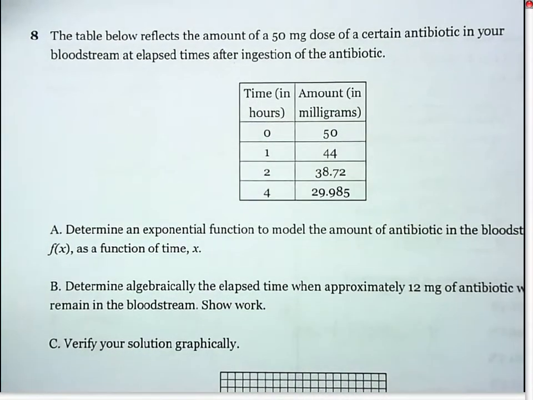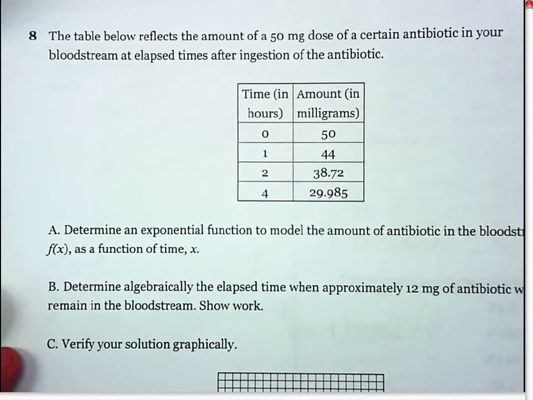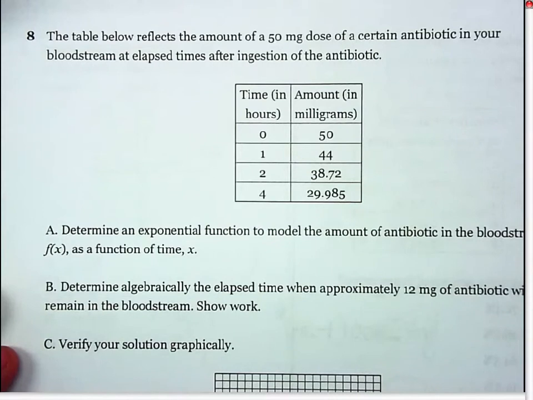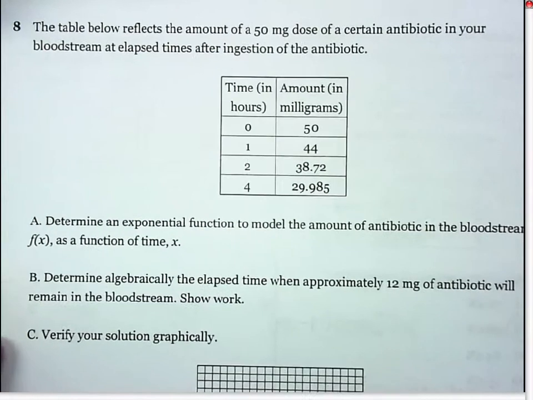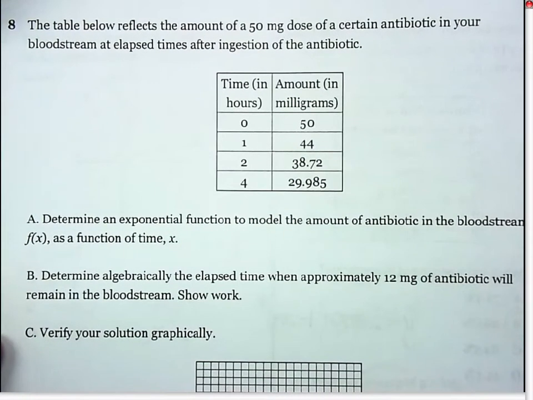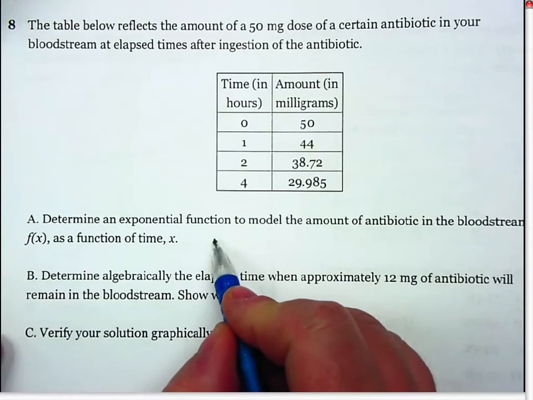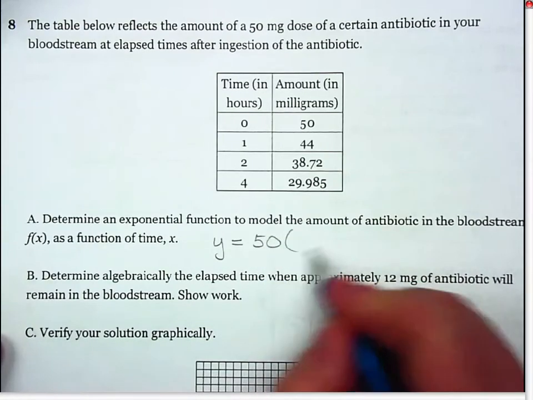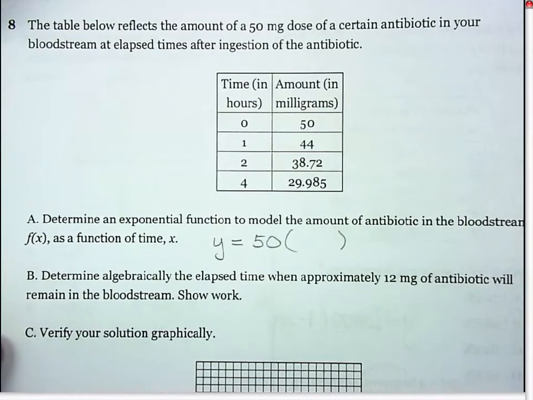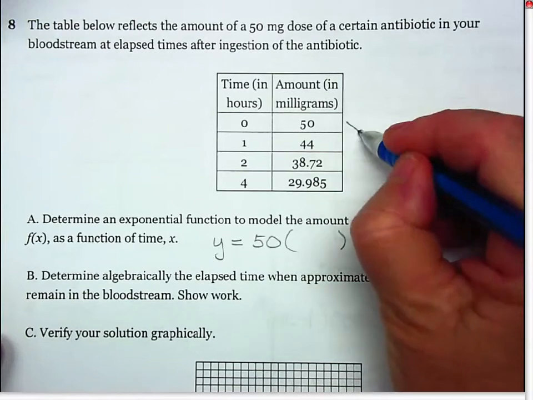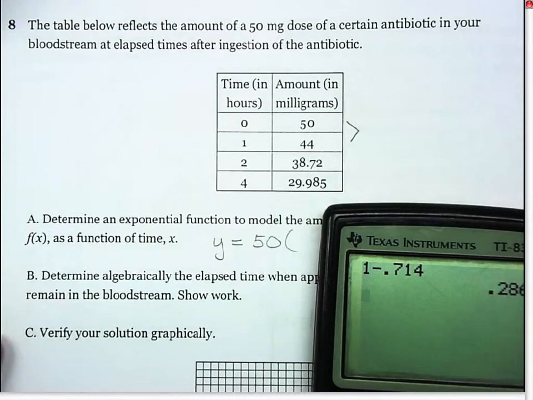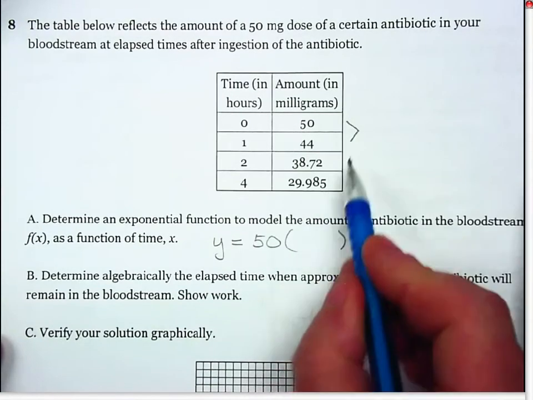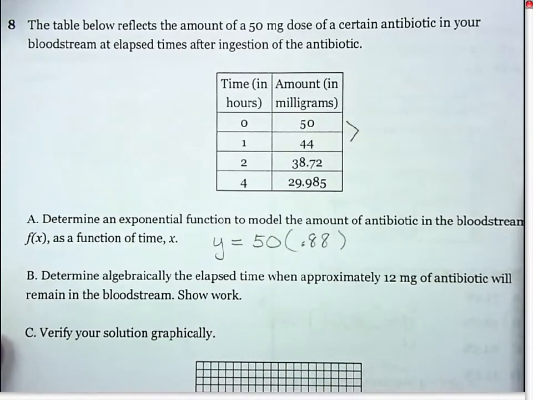Okay. So 10 on this next one, okay? The table below reflects the amount of a 50 milligram dose of a certain antibiotic in your bloodstream at elapsed times after ingestion of the antibiotic. So you took in 50 milligrams and then it depreciates in your system, okay? Determine an exponential function to model the amount of antibiotic in the bloodstream. So what equation could we write here? Y equals 50, that's your starting amount. Then what? It's supposed to be 1 minus 0.88. That's a good question. What is 44 divided by 50? I just did 0.88. No, when you write the equation, you can just put this in here. Okay. Good.